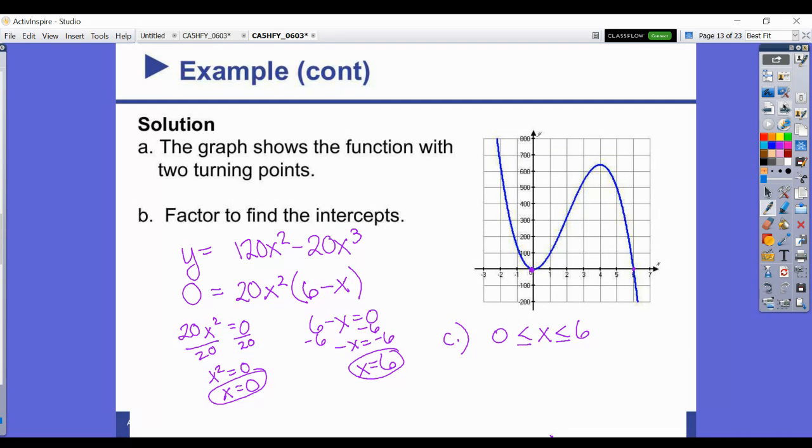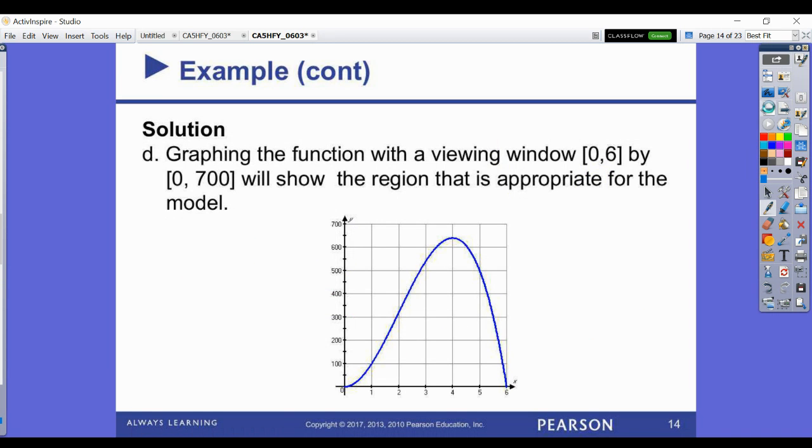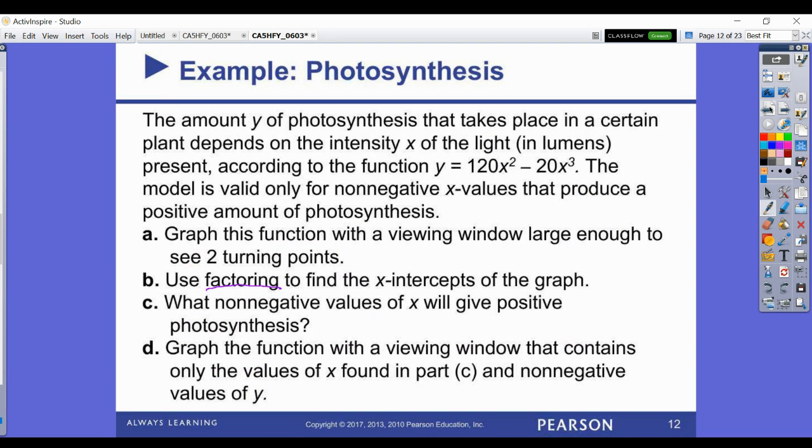If you have 6 lumens of light, you have 0 photosynthesis. All right, and then part D, sorry about that, went the wrong way. Part D: graph this function with a viewing window that contains only the positive values of x for part C and non-negative values of y.